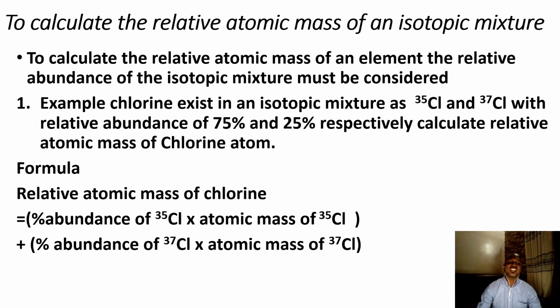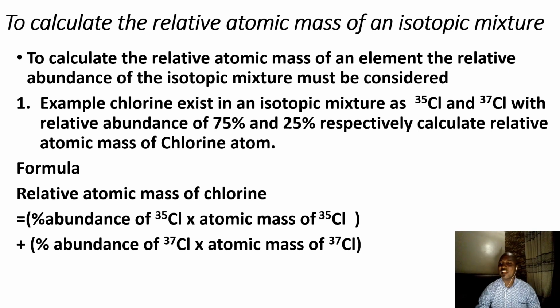So to calculate the relative atomic mass of the chlorine atom, we use this formula. Relative atomic mass of chlorine is equal to the percentage abundance of chlorine 35 times the atomic mass of chlorine 35, which of course is 35, plus the percentage abundance of chlorine 37 times the atomic mass of chlorine 37. Now, the atomic mass of chlorine 37 is 37.